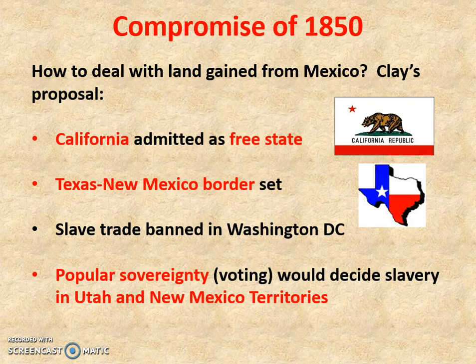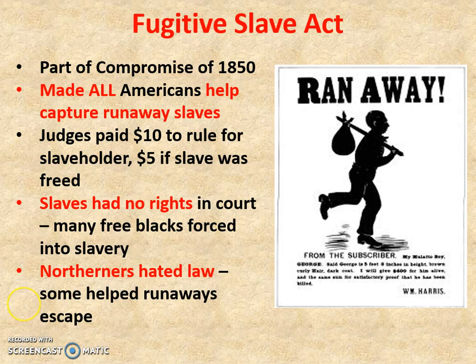It banned the slave trade in Washington, D.C., and instead of banning slavery in the western territories, it said that popular sovereignty, meaning letting the people vote, would decide slavery in the Utah and New Mexico territories. And this idea of allowing slavery to expand through popular sovereignty would become a major issue during the 1850s. However, one part of the Compromise of 1850 was very controversial, and that was the Fugitive Slave Act. Like I said, this is part of the Compromise of 1850.